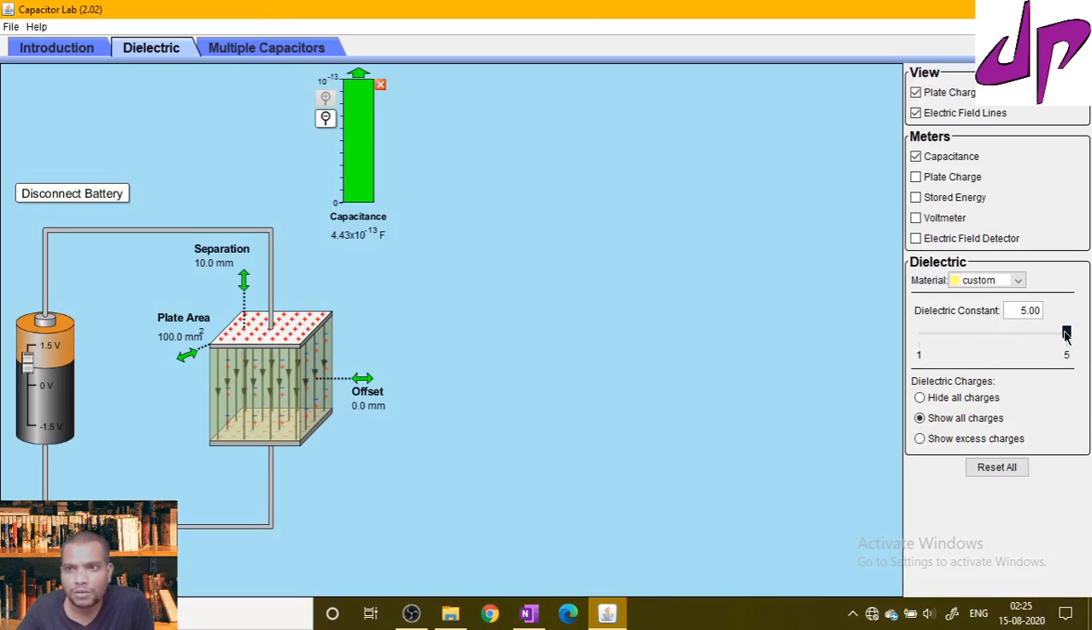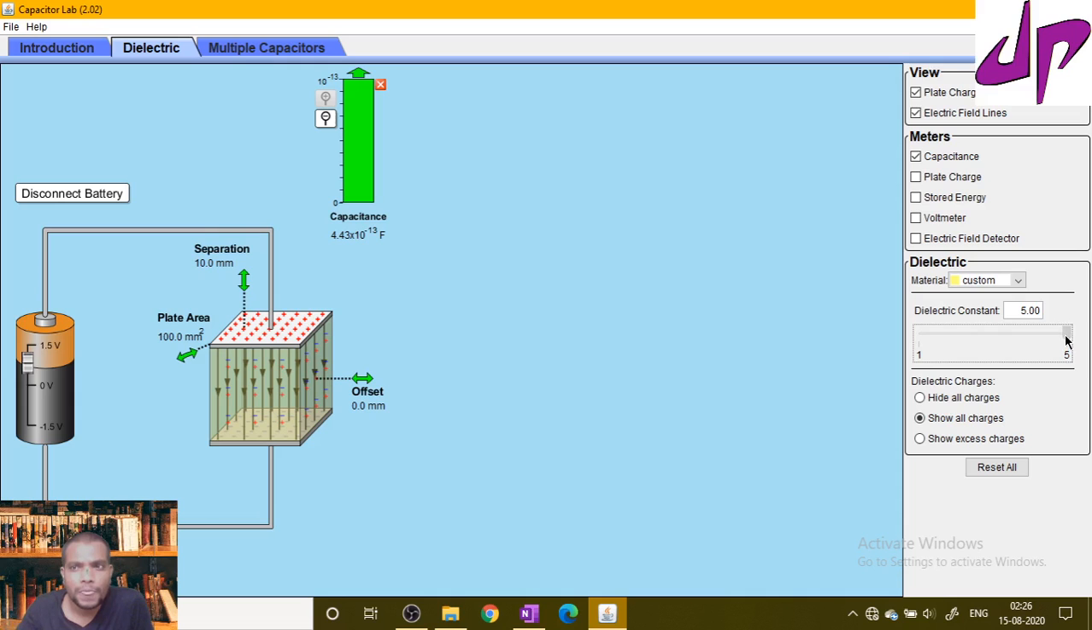Let's observe from here. If you closely observe on the right side, I have an option to increase or decrease the dielectric constant. Here the dielectric constant on the mouse cursor is increased to 2.33, and the capacitance value is 2.06. Suppose you take the dielectric constant value as 5, you can see the capacitance increased to 4.43 times 10 power minus 13.